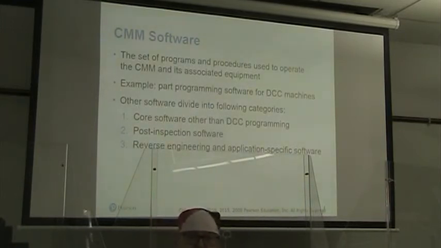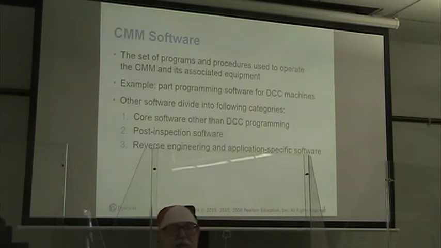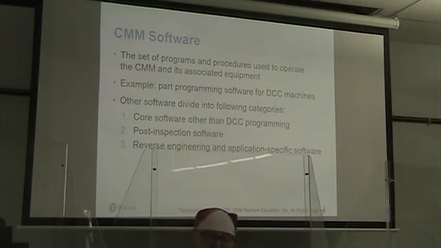The coordinate measuring machine software: we have a set of programs and procedures that we use to operate the coordinate measuring machine and its associated equipment. So, for example, we might have part programming software for direct computer control machines. Other software we divide into these three categories.